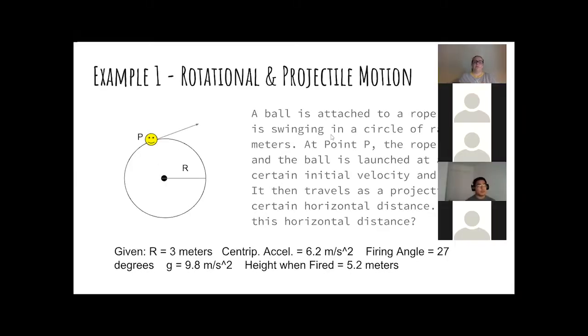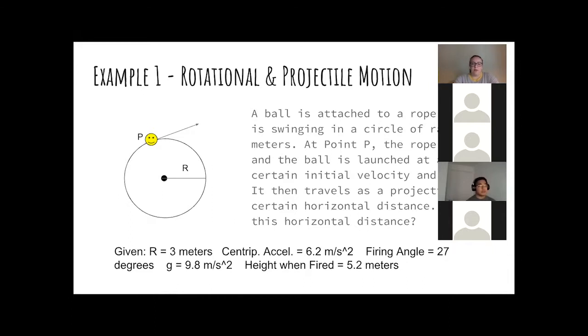Our first example that we are going to cover today is on rotational and projectile motion. There's a ball attached to a rope swinging with a radius of 3 meters. At point P, the ball is then released and launched at a certain angle and initial velocity. So it travels as a projectile from that moment as it's released from the orbit of the circle. And then it will travel some horizontal distance, and that's what we want to solve for.